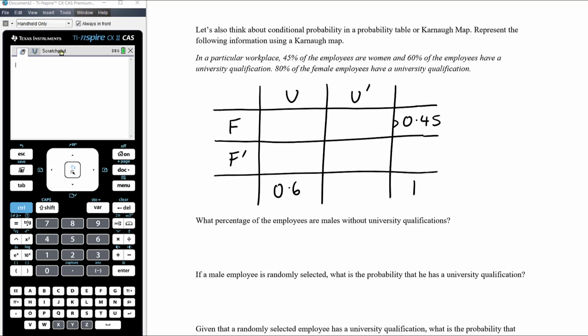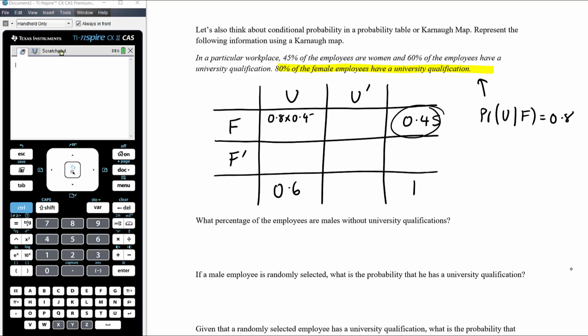So what we've actually been given there is a conditional probability. That information is a conditional probability. That is the probability of someone having a university qualification given that they are female. That's 0.8. So we want to think about how we can use that in the Venn diagram. Hopefully most of you can see that if 80% of the females have a university qualification, that's 80% of 0.45.